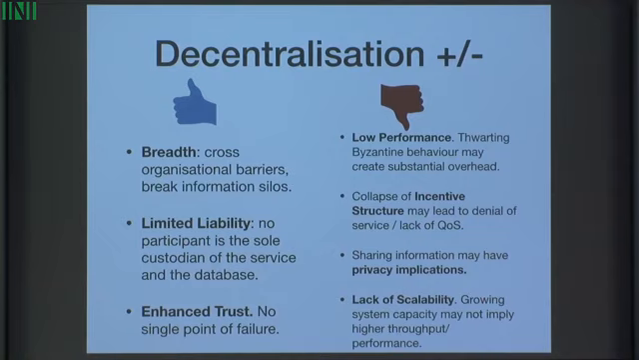One that we heard already in a number of presentations so far was the breadth of such a system. And the breadth here means that once you can organize a system like that, you don't have to rely on standard organizational structures. So you can go across those barriers, and you can organize a system that can include many different organizations. Information silos can also be penetrated, so somehow information can be organized going across a single organization. The liability becomes limited because no participant is the sole custodian of the service and the database, and there is no single point of failure.